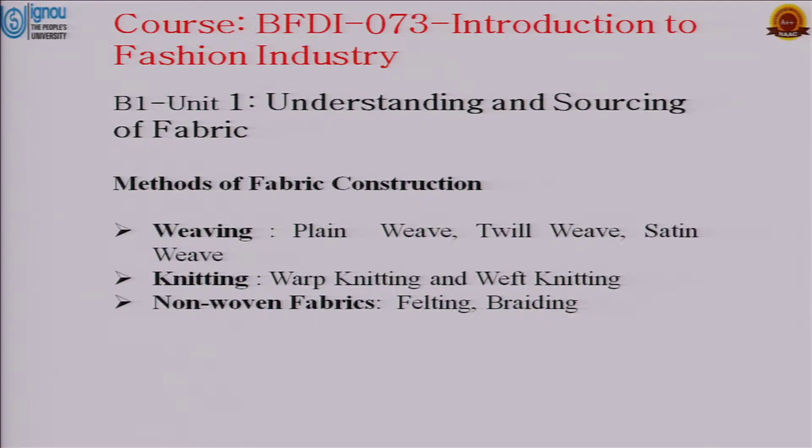When we explain the methods of fabric construction, this unit further highlights weaving, knitting and non-woven fabrics. So what is weaving? Plain weave, twill weave or satin weave, because you should have in-depth knowledge of these three types of weaving. And then knitting: as learners you will see that knitting is very important, warp knitting and weft knitting. Non-woven fabrics include felting and braiding. These methods of fabric construction are explained in this unit.